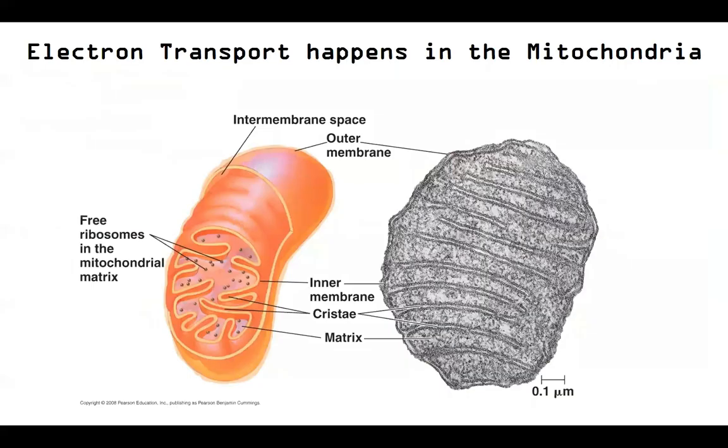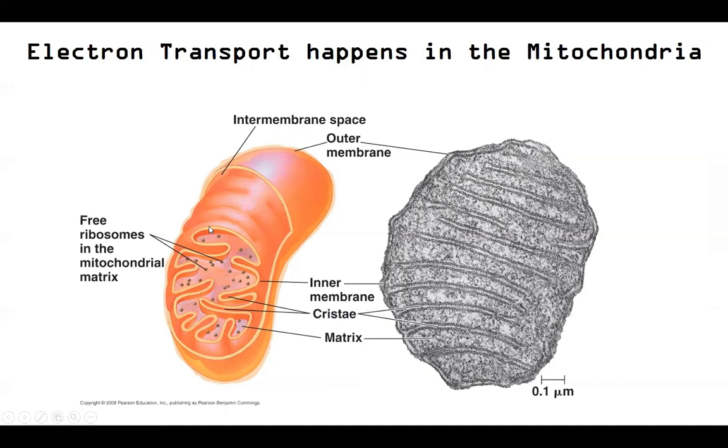Glycolysis happens in the cytosol. Our citric acid cycle was happening inside the matrix, the inner space of our mitochondria. For electron transport, we're going to be focusing on the junction between the inner membrane and the outer membrane. We're going to be paying a lot of attention to this inner membrane and the space between the inner and outer membranes. This is our intermembrane space, and we're going to be playing around a lot here today.